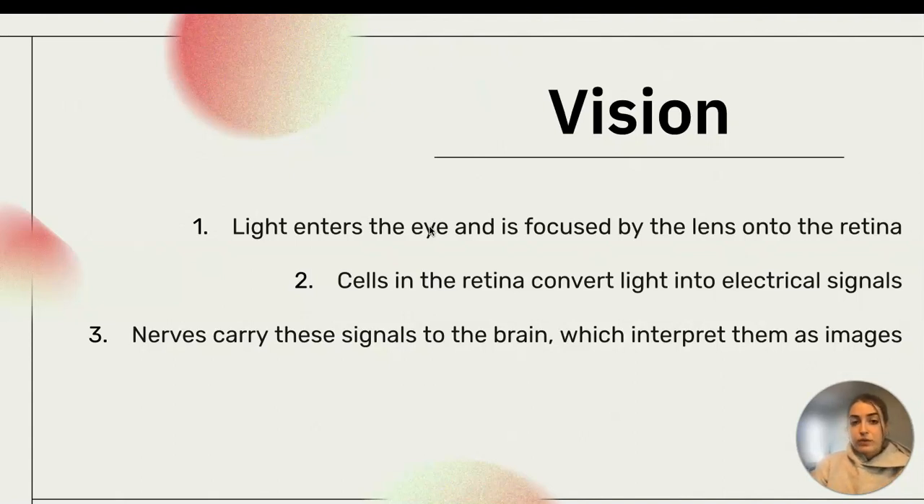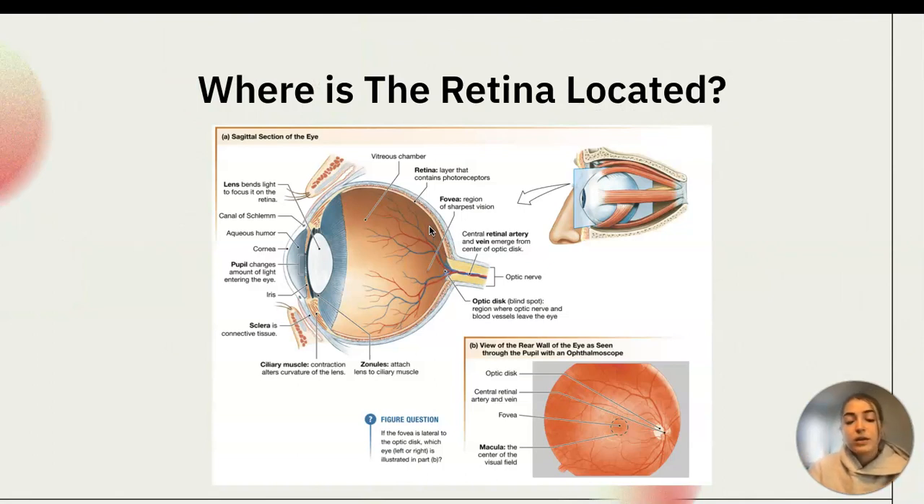There are two types of photoreceptors, rods and cones. Rods allow us to see in dim light, but don't allow for the perception of color. Cones, on the other hand, allow us to perceive colors under normal light conditions. We'll go into a little bit more detail about the differences and similarities between rods and cones in a little bit. So where exactly is the retina located?